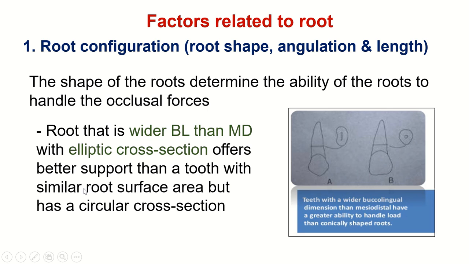than a tooth with similar root surface area but a circular cross section. Usually those teeth with higher buccolingual dimension are elliptical in cross section, so they give me better support and better stability, as we see here in the canine if we compare it with the central incisor. So we say the elliptical form is better and gives more support for the bridge than a circular cross section.